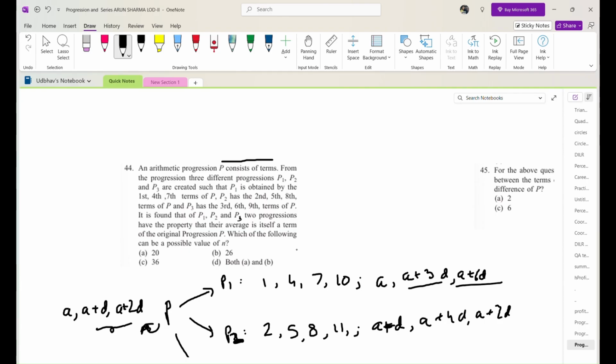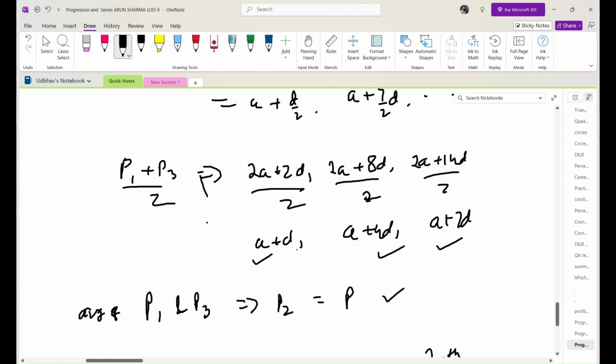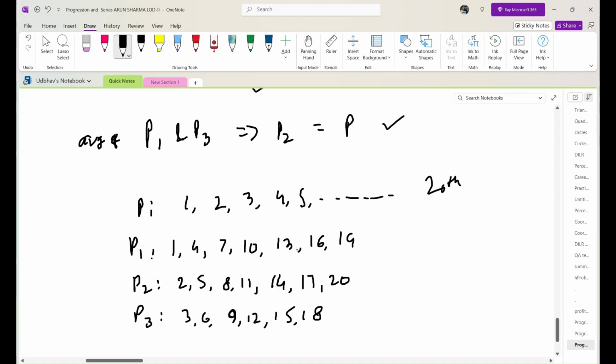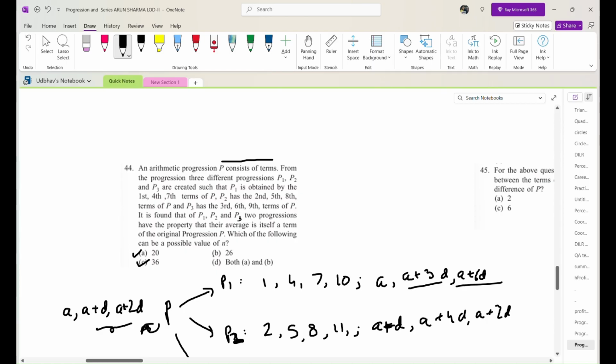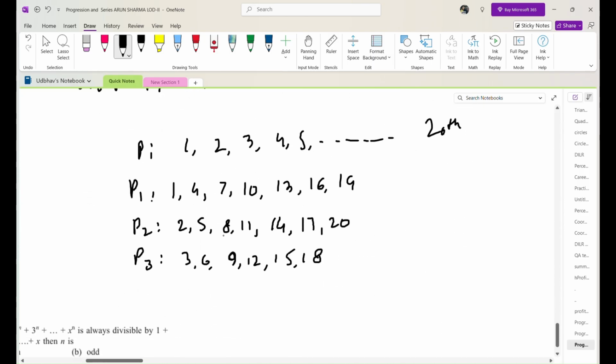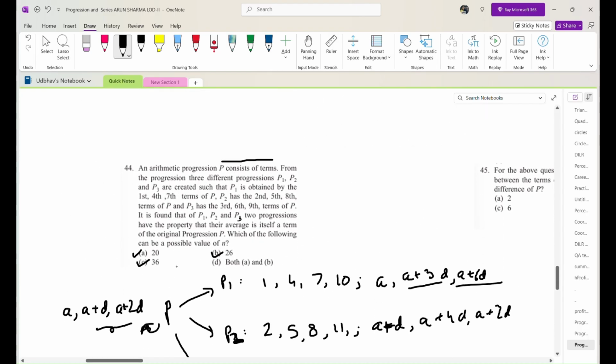Which of the following can be possible values of n? It can be any, it can be all of these because it is satisfying the condition. So the answer should be all of these, but the best option is A and B. So yeah, we will choose this.